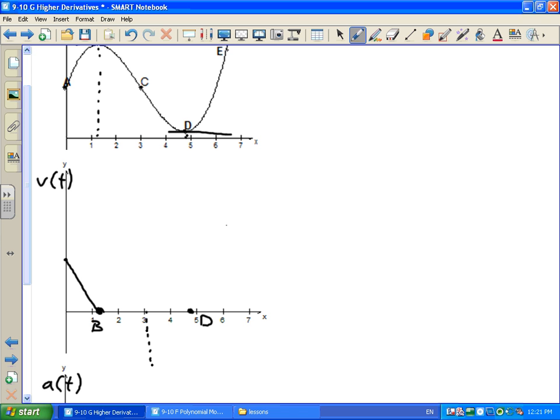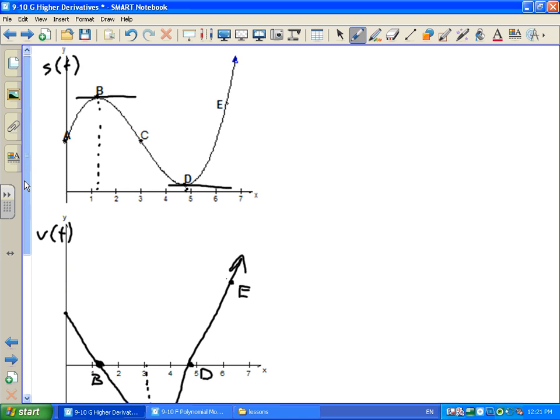Then from B to C, the slope keeps getting smaller. But then from point C to point D, it turns around, and it has to get back to 0 for point D. And then from D to E, the slope just keeps on increasing. So this is going to go kind of like this. We'll put E way over here at something like this. So this would be the graph of our velocity.